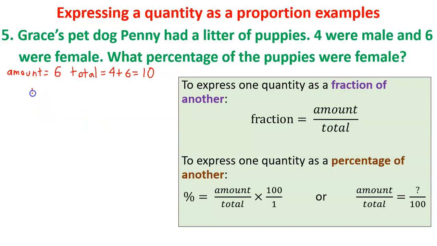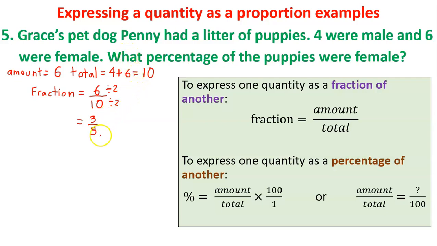So now we can create our fraction. So the amount in this case is the female puppies. There was 6. The total is the total number of puppies, and there were 10. Again, we would simplify our fraction. Our highest common factor between 6 and 10, divide by 2, and divide by 2. So I end up having 3 over 5. Sometimes it's easier just to do it manually. By the time you put it into your calculator, it'll probably take you a little bit longer.